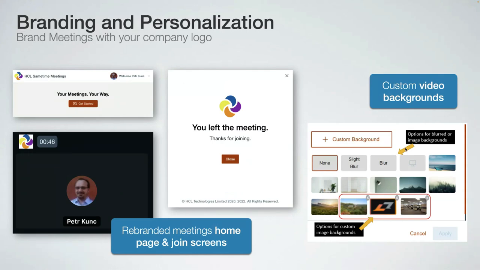You can add customization, some branding, logos. For example, typical is logos. So you can add a logo or name. So instead of HCL Sametime Meetings, you can rename it like Acme Collaboration, Acme Meetings, Acme Online, or something like this. Use your company name and company logo. It is then shown in the login screen, logout screen, and it is also in the top left corner.